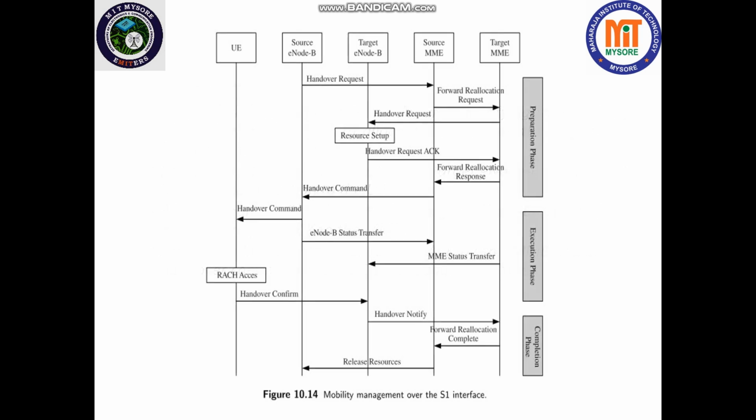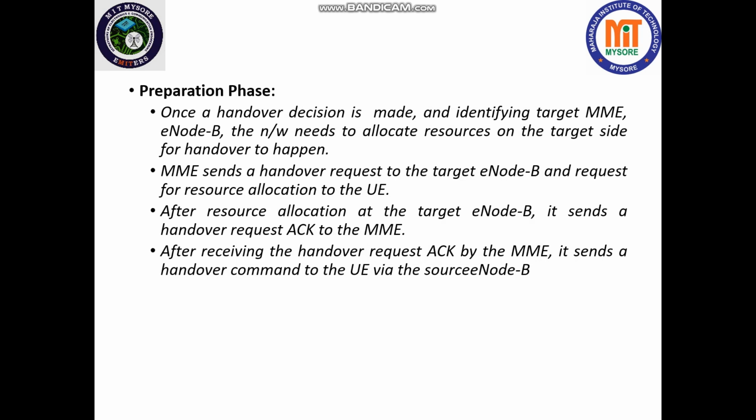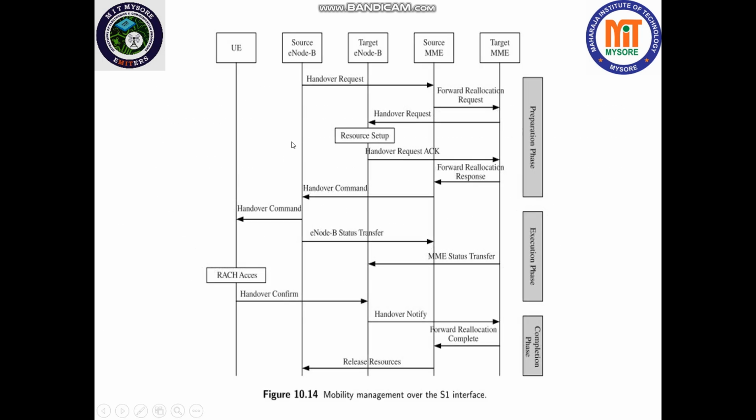Let me go through the interface diagram and explain these points in the preparation phase. So once the handover decision is made, the source eNodeB will send a handover request to the source mobility management entity.